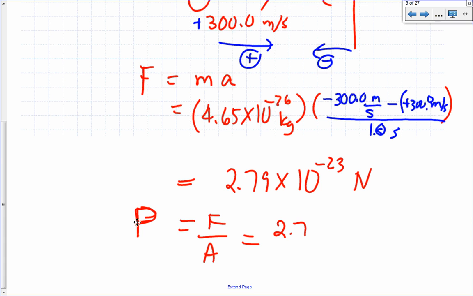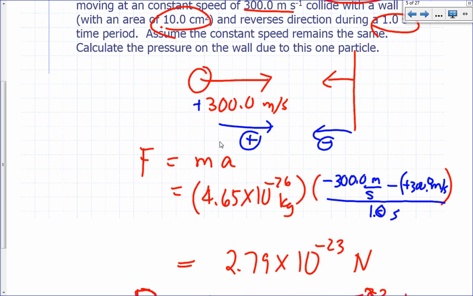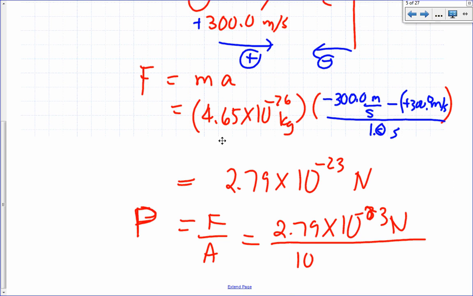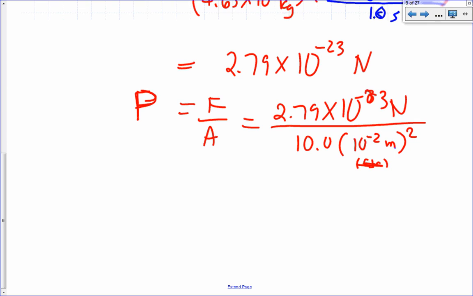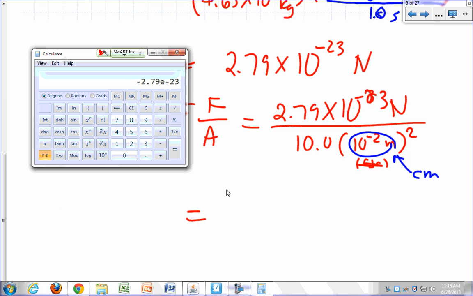So it's 2.79 times 10 to the negative 23 newtons, and our area is 10 square centimeters. A centimeter is 10 to the negative 2 meter. So this one is a centimeter, right? So that's what centimeter squared is. Let's just take an absolute value for that one.